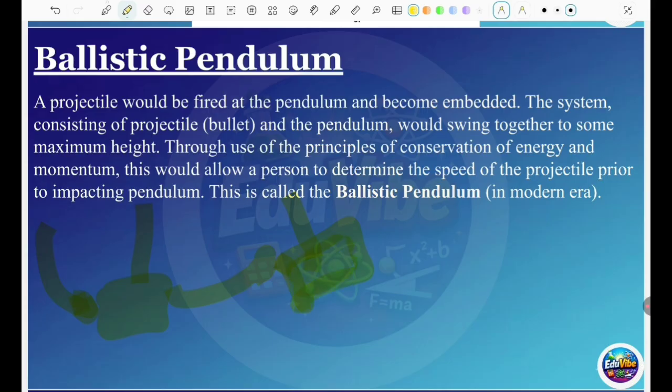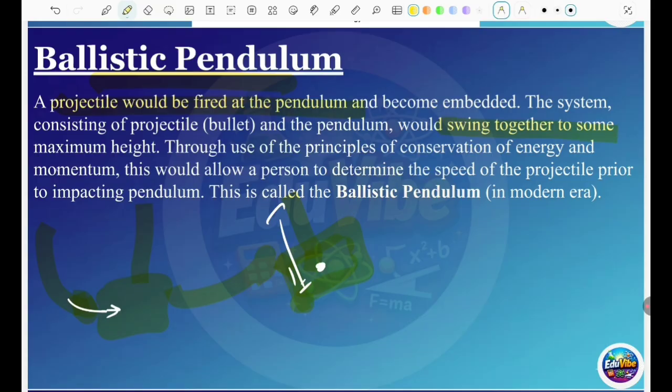Sometimes in the bullet question, the bullet gets stuck into the block because the bullet pushes over there and they stick together. So what is the height of this? What's the velocity? You get that type of question from this. That is called the ballistic pendulum, and we have projectile motion in this. That's all you have to consider in this.